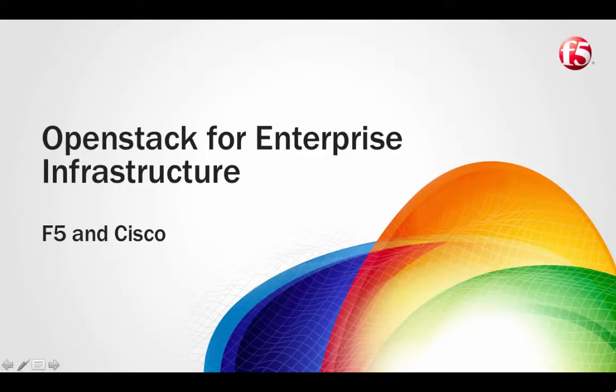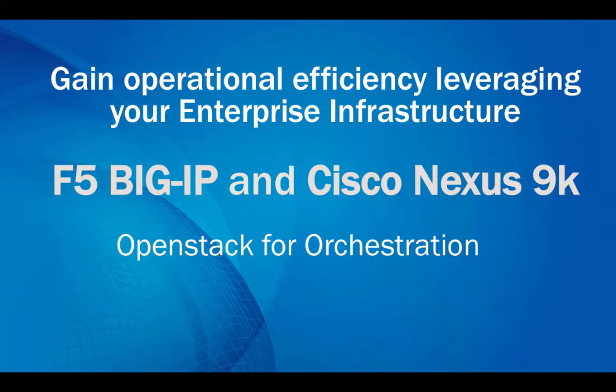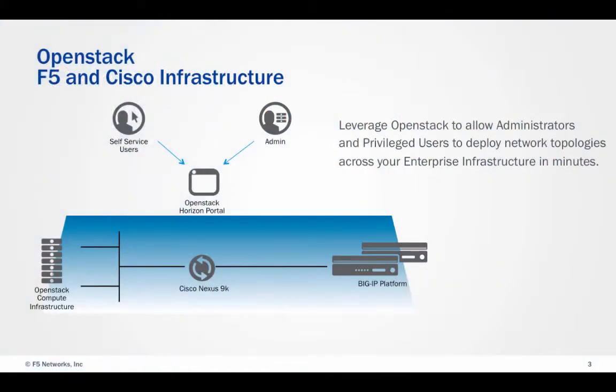Welcome to a demonstration of OpenStack, the Cisco Nexus 9000 and F5's BigIP. My name is Jeffrey Wong and I am a solution architect here. We'll be showing you an OpenStack integration between the Nexus 9000 and the F5 BigIP. You can quickly orchestrate network changes with L4 through 7 services in OpenStack. We'll be using an OpenStack compute environment with the Nexus 9000 platform. Here you also see the F5 BigIPs.